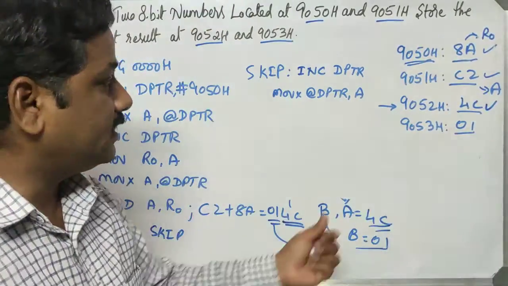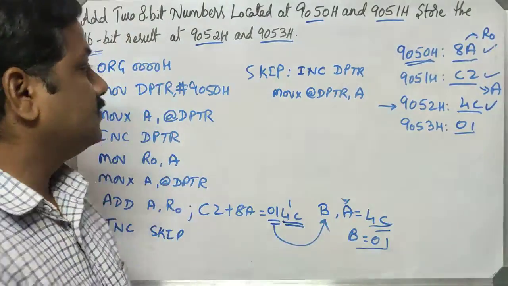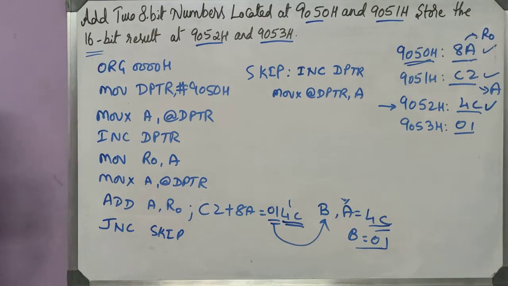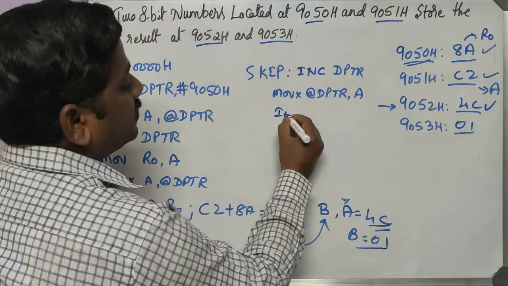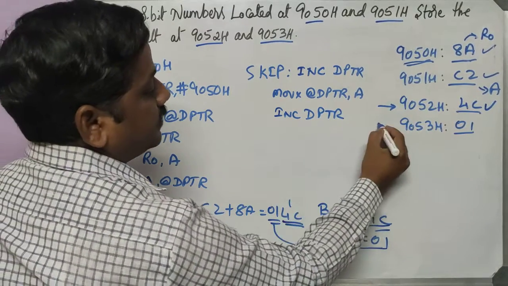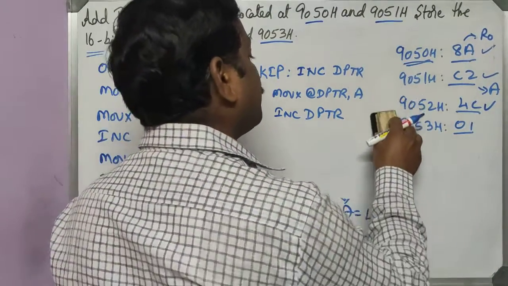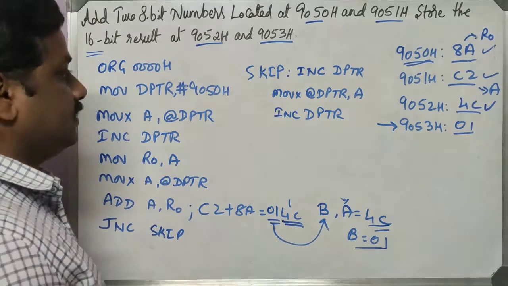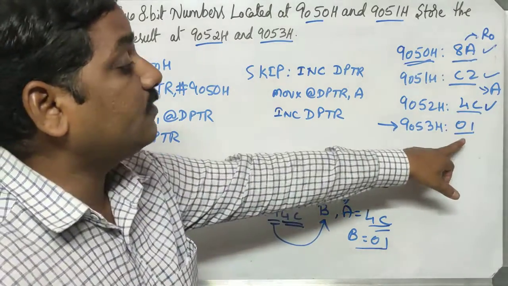I got 4C at this location. Now at the next location I should get the carry. The next location is 9053. So what we do now is increment DPTR, because the next location is just one more, it has to be 9053. So it will be pointing towards this. Increment DPTR.